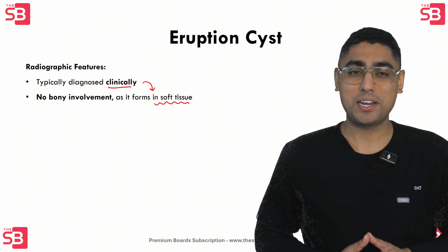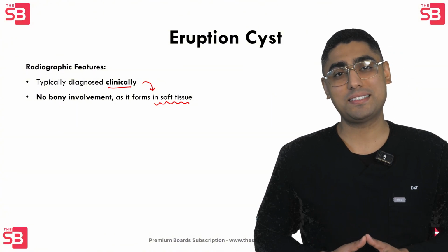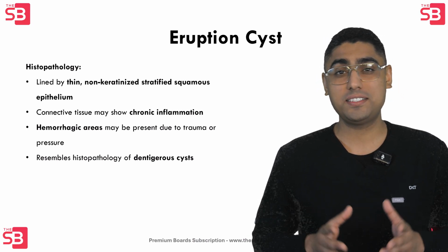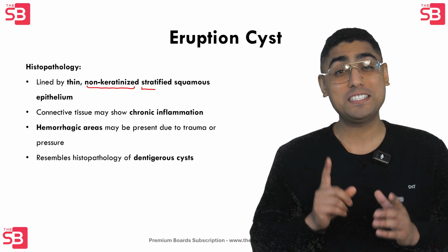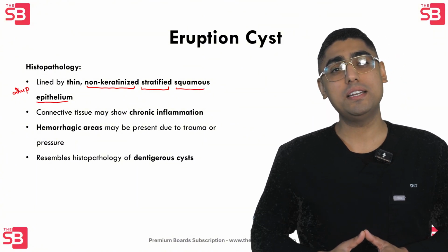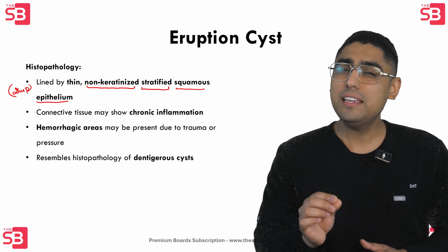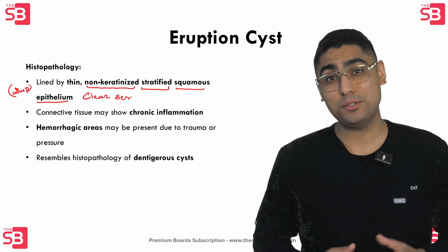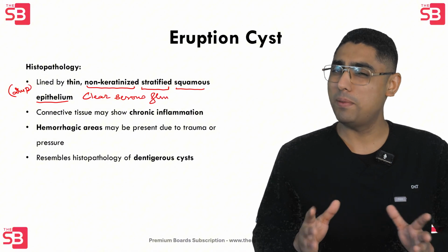Now let's take a closer look at the histopathology of eruption cysts. Microscopically, these cysts are lined by non-keratinized stratified squamous epithelium, which is characteristic of this lesion. Inside the cyst, the lumen typically contains a clear serous fluid. But in cases where there has been some bleeding into the cyst, the fluid may appear blood-tinged.